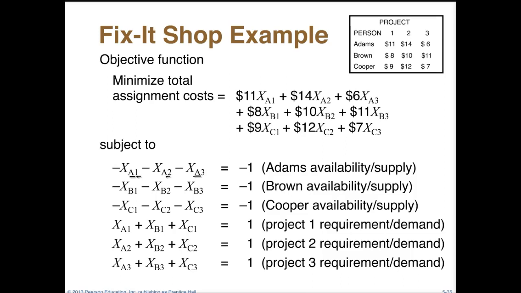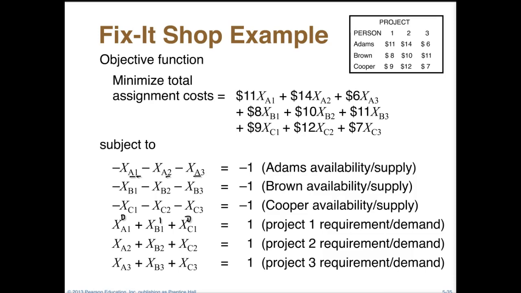And then, of course, for the demand, which is what project are you going to do? We know that Adams does project 1, and that would be a 1, the rest of these would be 0. Okay? Or if it's the other way around, let's say if Brown decides to do project 1, then the 1 will be here, and the 1 will be here, and the zeros will be there.